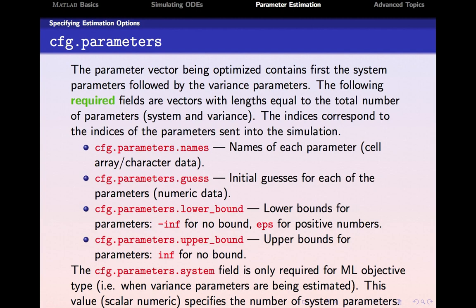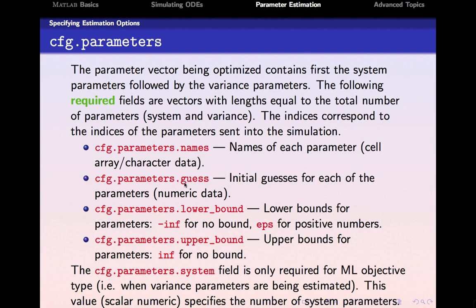Names is a cell array that contains the names of your different parameters. It's going to have a length equal to the number of system parameters plus the number of variance parameters. In fact, all of these are going to have that length. For example, if you have 10 system parameters and 6 variance parameters, the first 10 parameters should correspond to the system parameters, and everything after that should correspond to the variance parameters.